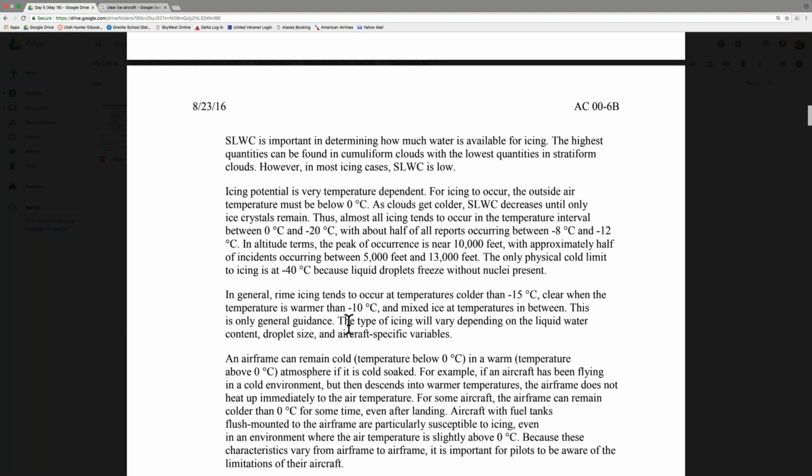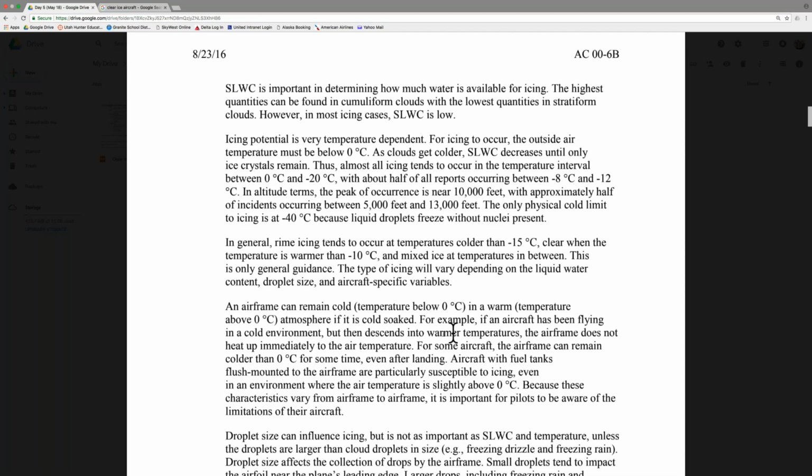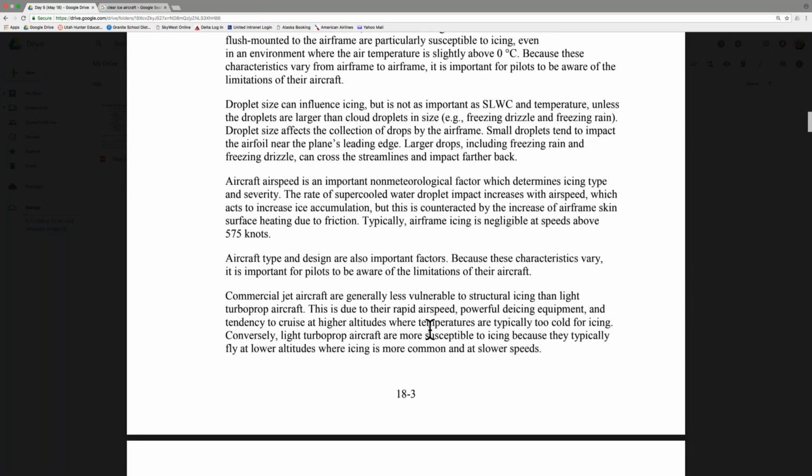Anybody remember? Isn't it any kind of moisture in the air? Yeah, what temperature? Isn't it 10 degrees Celsius? Invisible moisture, right? Or visible moisture, and 10 degrees Celsius. So anything 10 degrees Celsius and below, we consider icing potential.